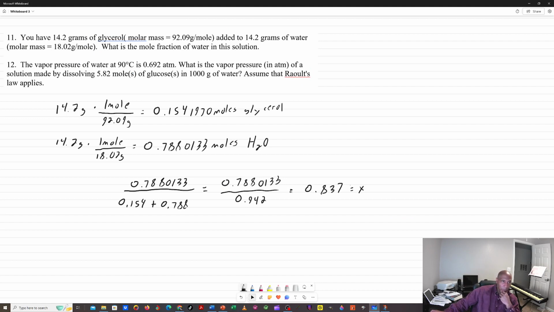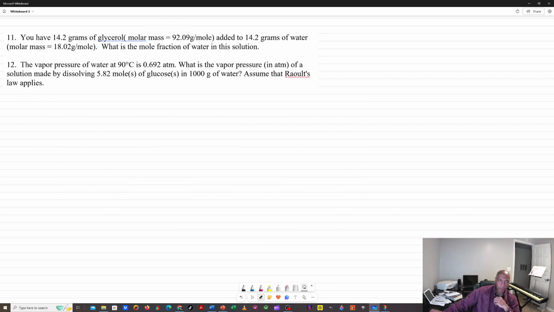Number 12 says the vapor pressure of water at 90 degrees is 0.692 atmospheres. What is the vapor pressure in atmospheres of a solution made by dissolving 5.8482 moles of glucose in 1,000 grams of water? Assume Raoult's law applies. So I pretty much gave you the answer because I see it's assume Raoult's law applies, so you know you're going to be using Raoult's law. Shame on me.